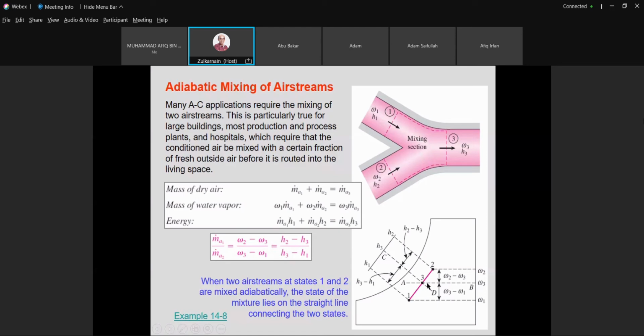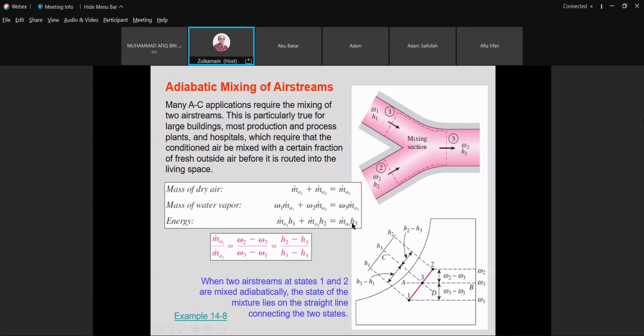So this is the energy balance. The energy balance can be written as the amount of energy from state 1 plus the amount of energy at state 2 equals the amount of energy at state 3. There's no Q involved because we assume it's adiabatic. So what we have is m dot h1 plus m dot h2 equal to m dot h3. So this is the equation: energy in equals energy out.